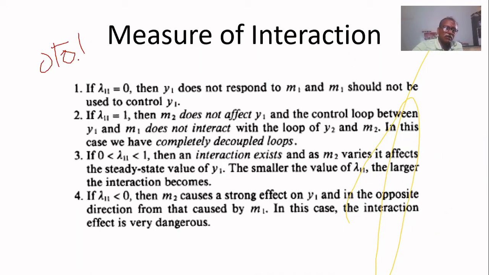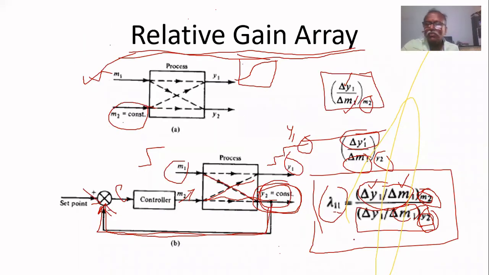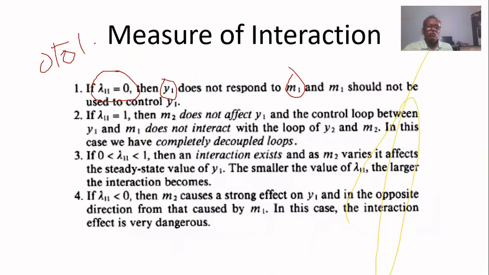Negative values also may come. If lambda 1 1 equals 0, then y1 does not respond to m1. When will it become 0? Delta y1 by delta m1, keeping m2 constant: you are giving some change in m1, you notice the change in y1, and you notice 0. It means lambda 1 1 equal to 0 means y1 does not respond to m1. m1 should not be used to control y1.